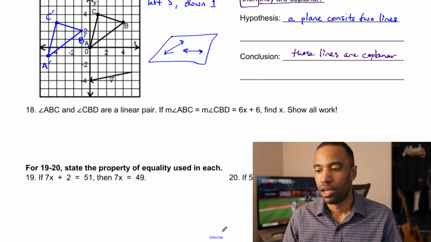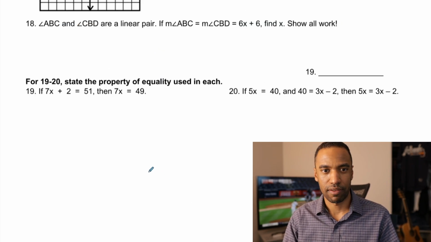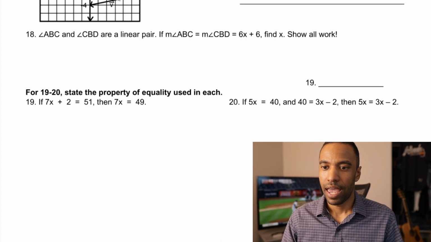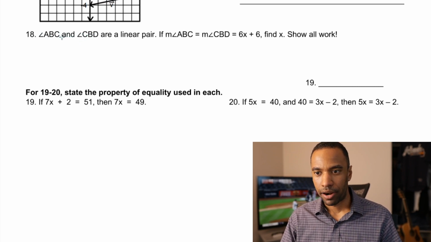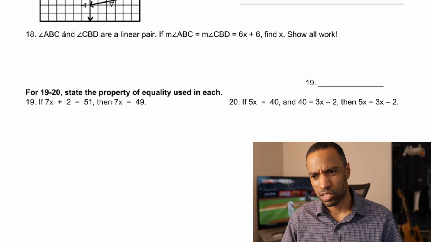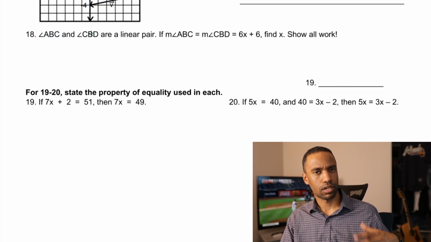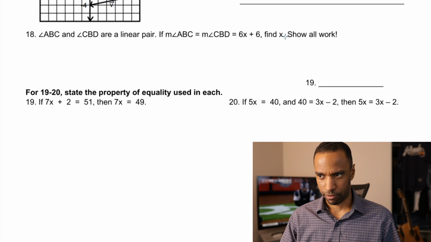Okay, number 18. This will be a good one for my students, but I think we're saving it for our next unit and module. Angle ABC and CBD are a linear pair. Now, this will be important to draw to make sense of where these things coexist. And then we'll fill out this stuff here.